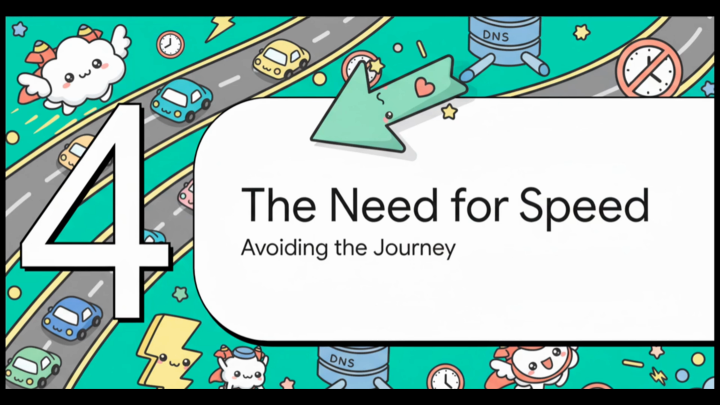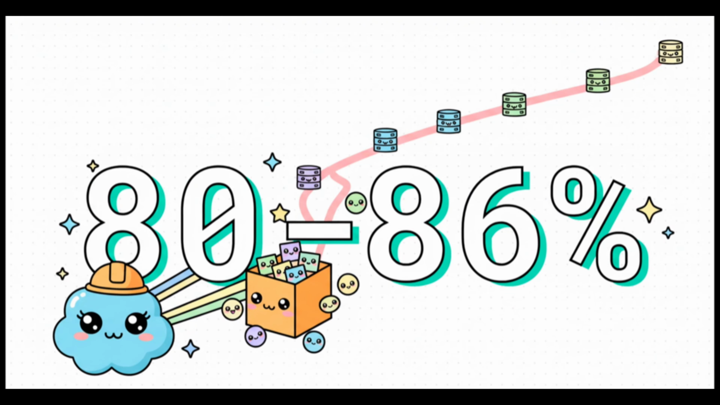Okay, so that 4-step journey sounds a little complicated and maybe a bit slow. If every single click on the internet had to do that whole lookup, everything would grind to a halt. Luckily, the system has a brilliant shortcut built in. So what's this number?